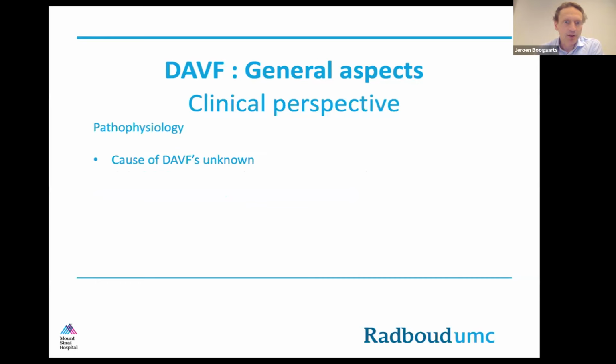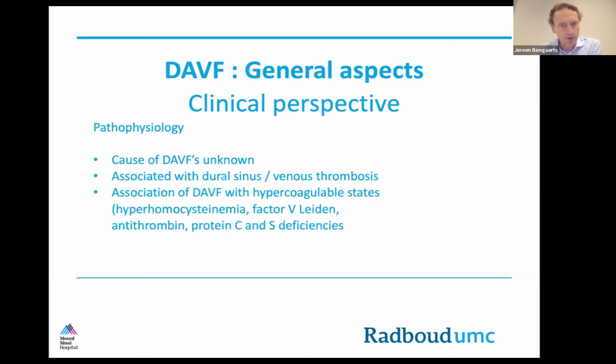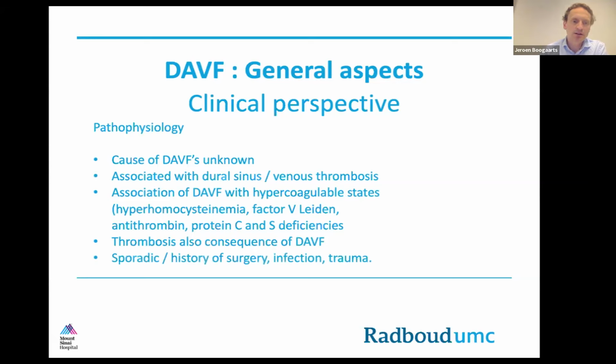So the pathophysiology of those fistulas is not actually known. They're associated with dural sinus or venous thrombosis, but also with hypercoagulable states. And thrombosis might also be the consequence of a dural arteriovenous fistula. So it's really not well known. And it's also known that sometimes it might be the result of trauma or infection.